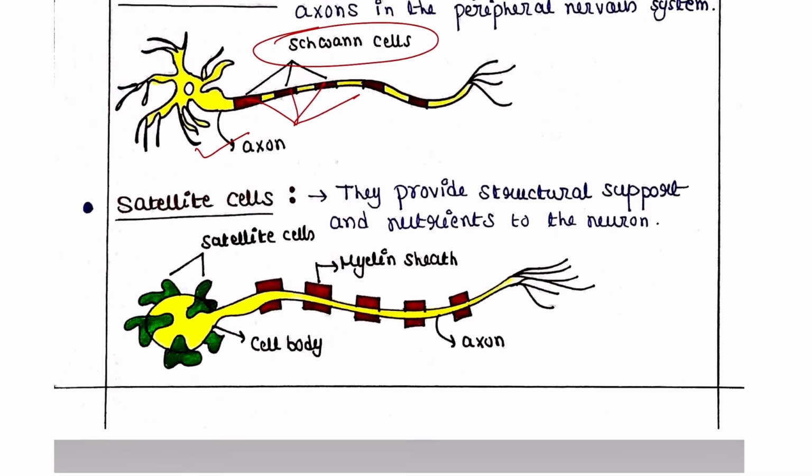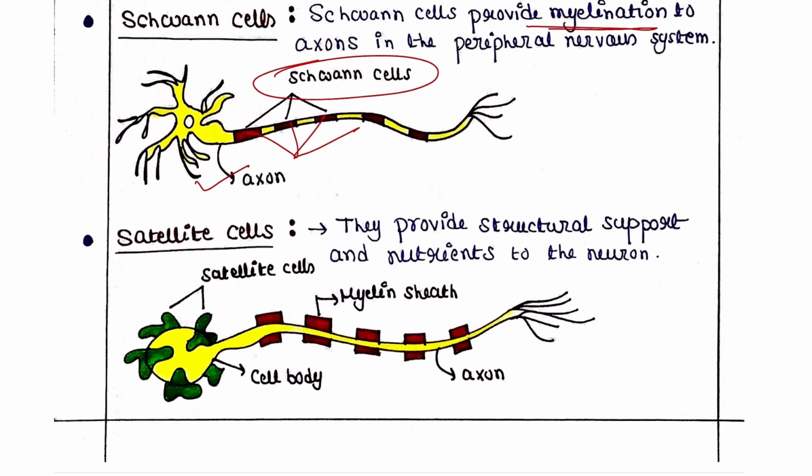The next type of cell is satellite cells. Satellite cells are one more type of neuroglia, also found in the peripheral nervous system, and they provide structural support and nutrients to the neuron. Here you can see the neuron, the cell body of the neuron, and the axon. Around the cell body you can see these green satellite cells wrapping the cell body of neurons, providing structural support and nutrients to these neurons. So this is all about neuroglia.